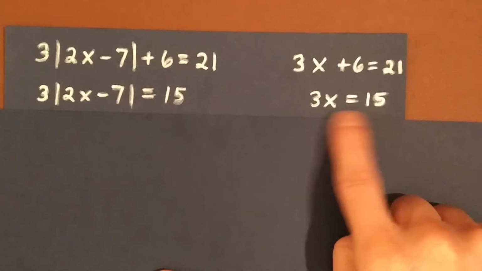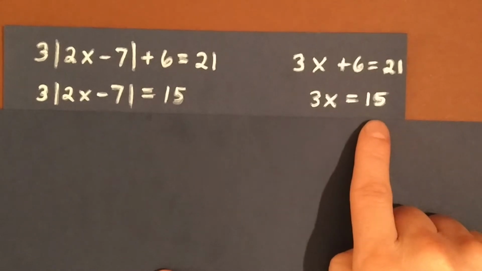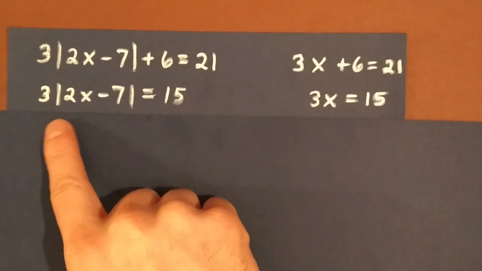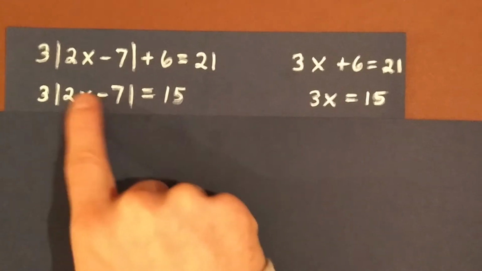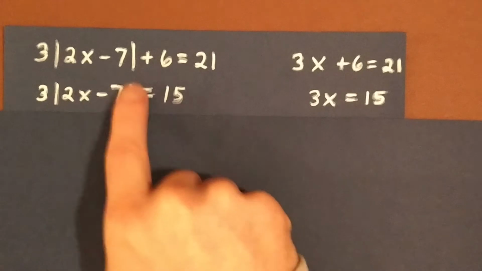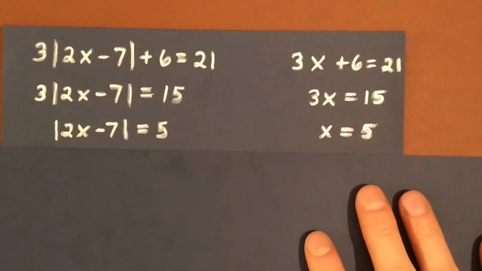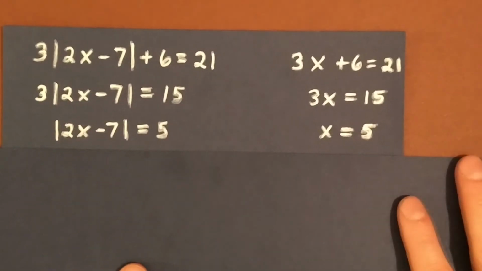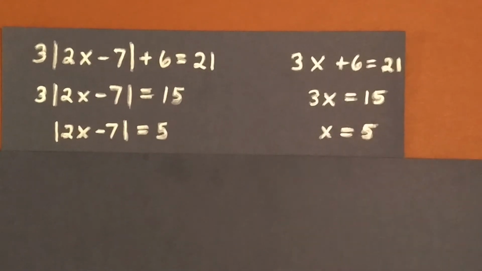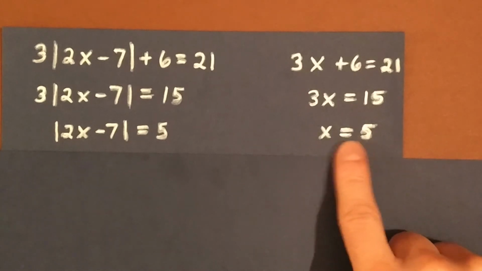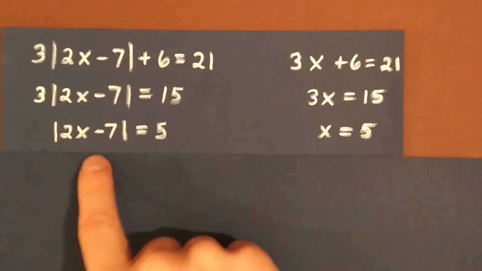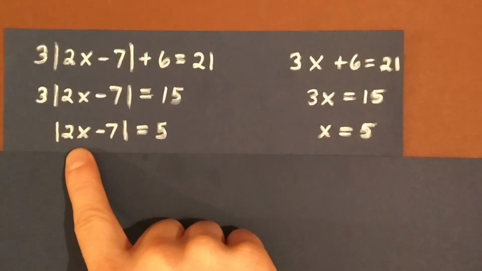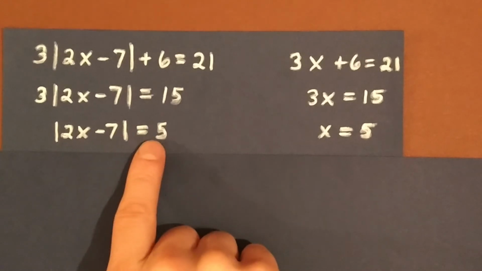Here we would divide by 3 on both sides and get x equals 5. Here also, we divide by 3 on both sides, but instead of x, we'll have this expression, 2x minus 7 inside the absolute value equals 5. So we divide by 3 on both sides. So here we're finished. We've found x. Here we've found what this expression equals. This expression, the absolute value of 2x minus 7, equals 5.